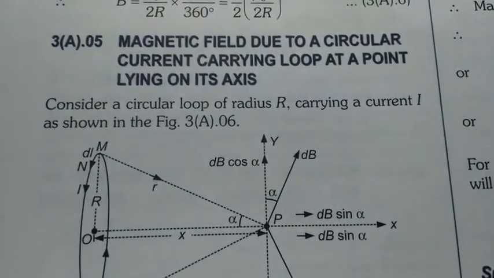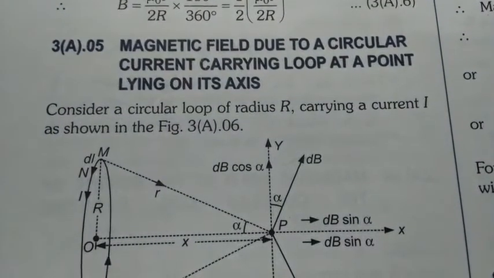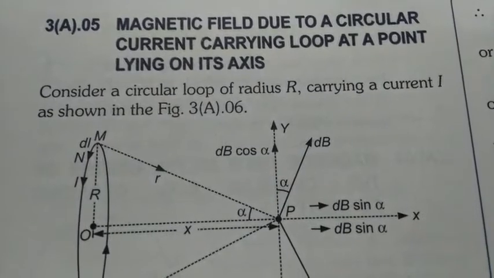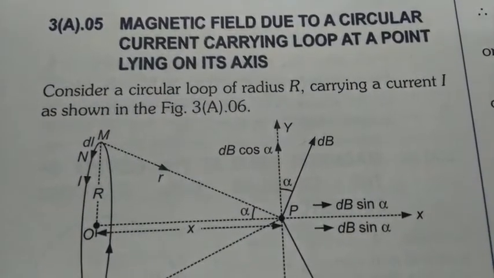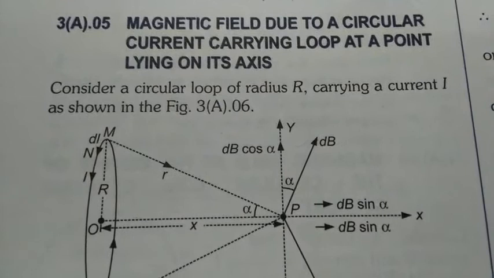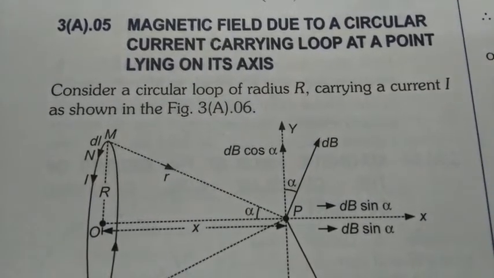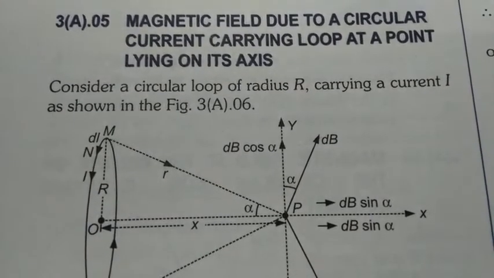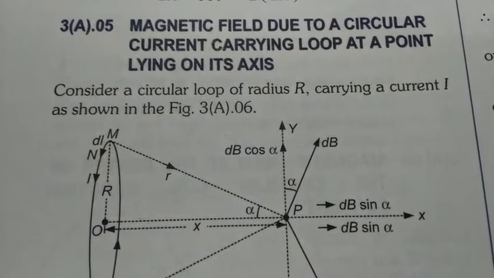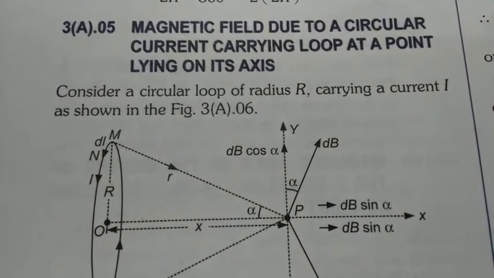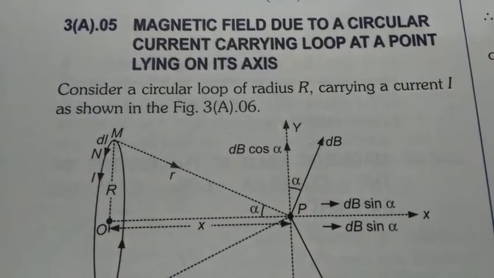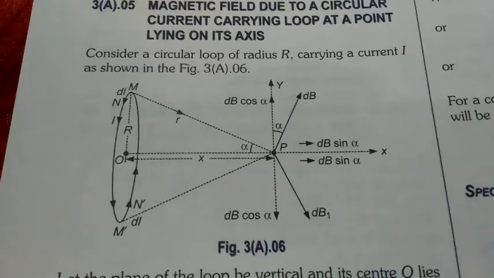Now move to the next topic. Here we have to find out the magnetic field due to a circular current carrying loop at a point lying on its axis. In the previous case also we found the magnetic field due to a current carrying loop, but the point at which we found the magnetic field was at the center of the loop. Now the point is not at the center, but it is lying on any point on its axis.